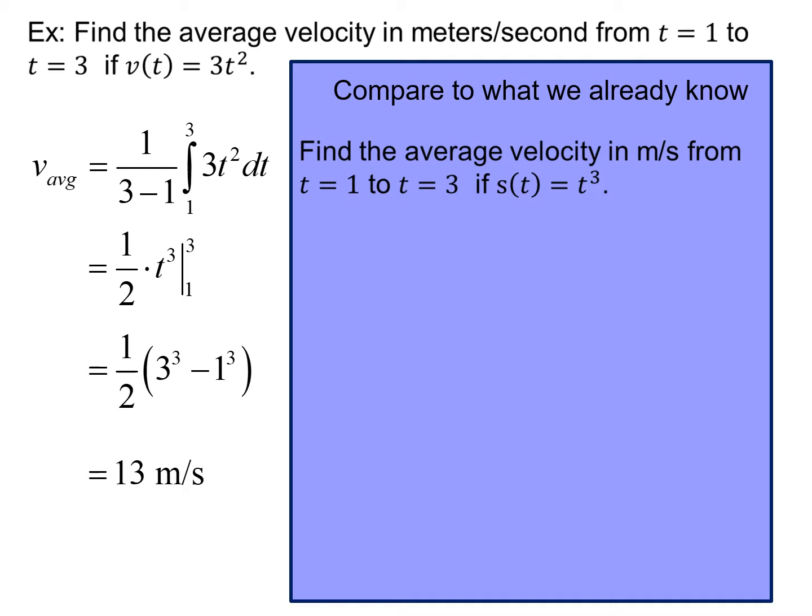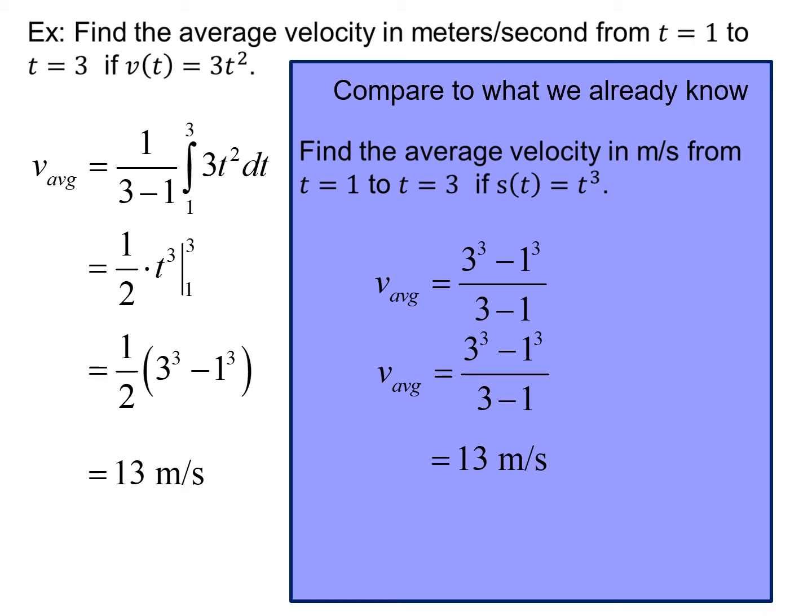So this is really the exact same question, we're just given some different information. Well, if I give you this question, asking to find average velocity, we take the difference in our positions at 3 and 1 over our elapsed time, 3 minus 1, which gives us 13 meters per second. So it's the exact same thing, we're just given different starting information.